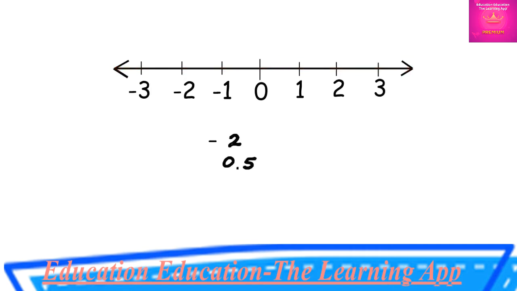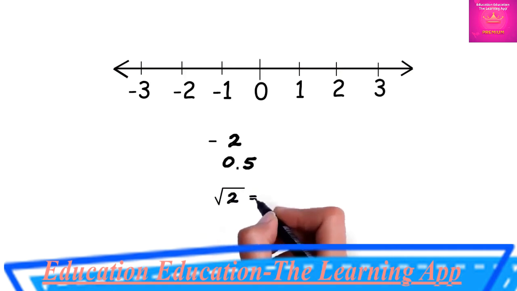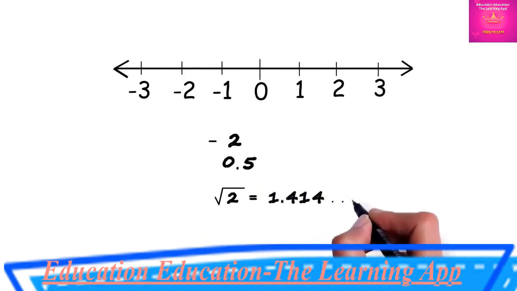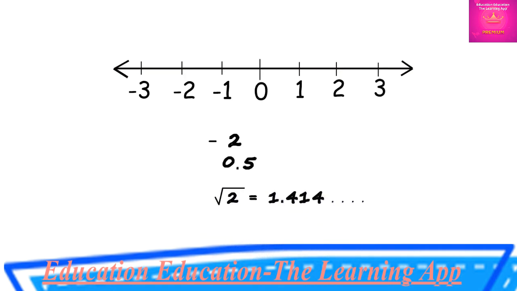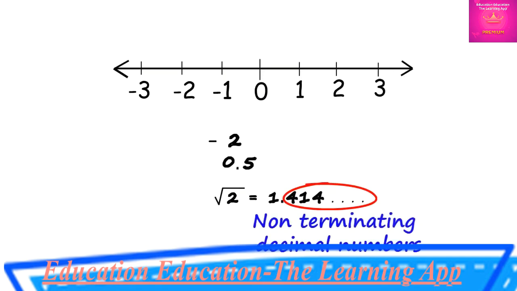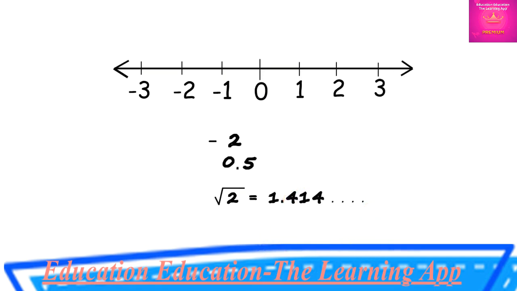Now let's look at another number, √2, which is also called the square root of 2. If we calculate the value of √2, we get approximately 1.414. The digits after the decimal point do not end. These kinds of numbers are called non-terminating decimal numbers. And yes, these numbers too can be plotted on the number line. Plotting a non-terminating number might sound weird, but yes, it's possible. So √2 is also a real number.